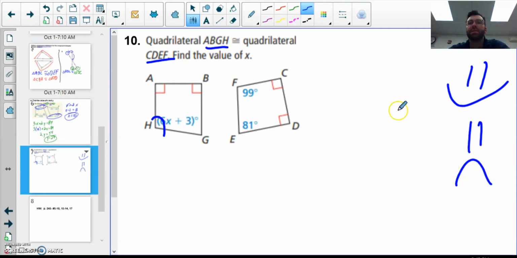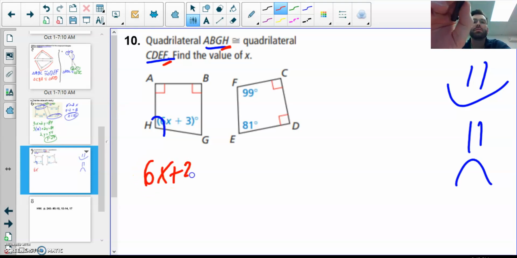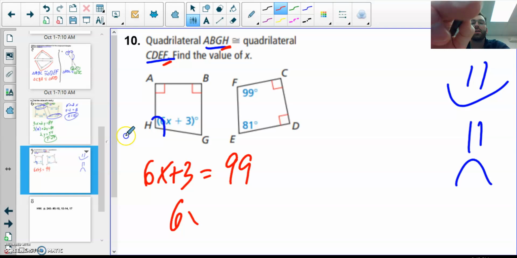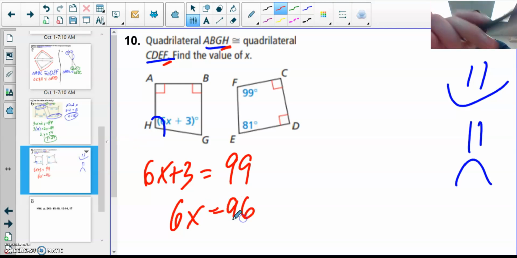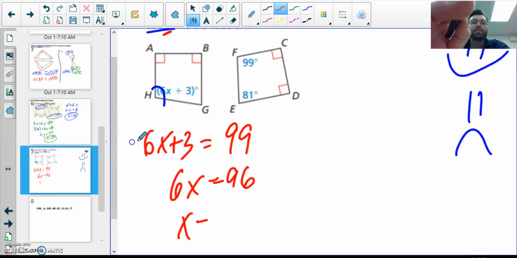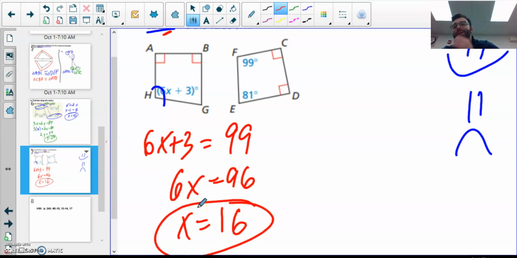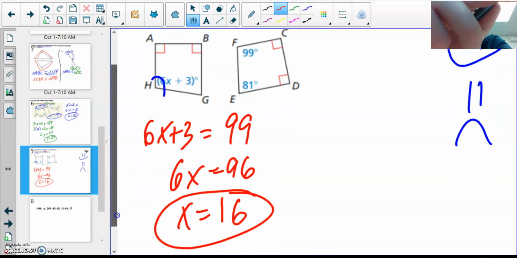So anyway, angle H is the last one. All right, well, F is the last one here. So I can set 6x plus 3 equal to 99. These other angles are just here to confuse you. So don't get tripped up. 6x equals 96. X equals, goes in once, remainder 16. You see that mental math? No big deal. Must be a math teacher or something. So that's how you would solve for x for that problem.